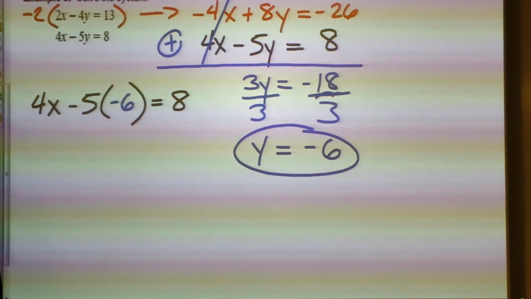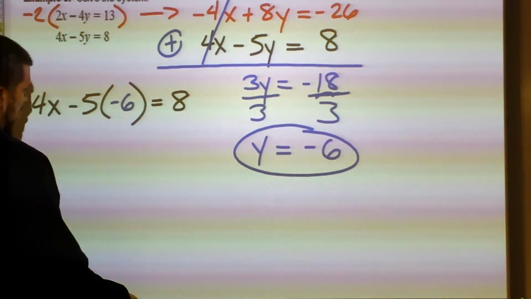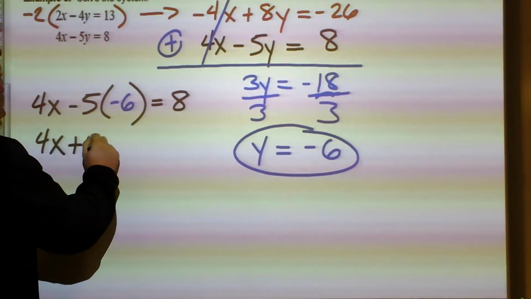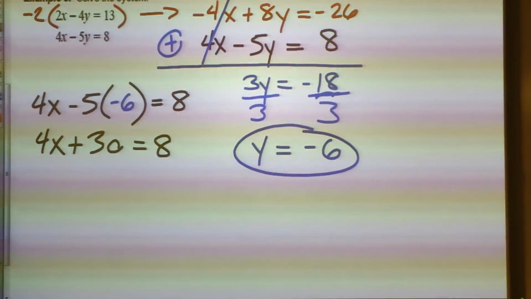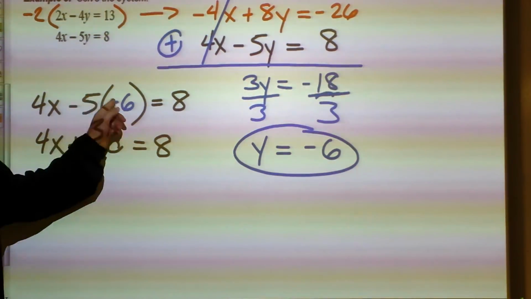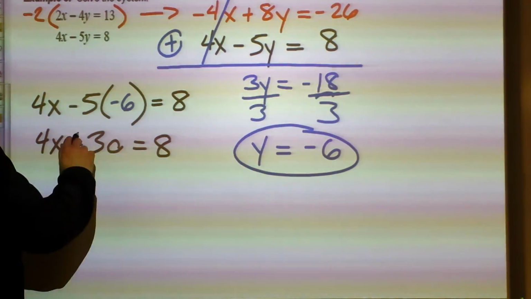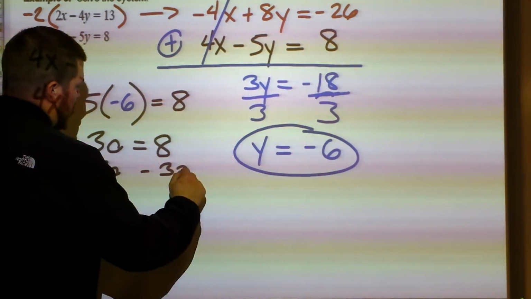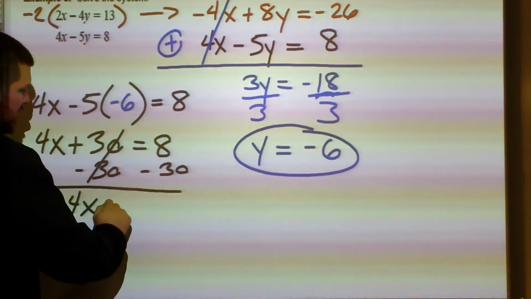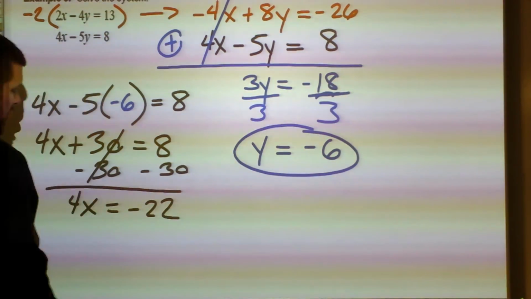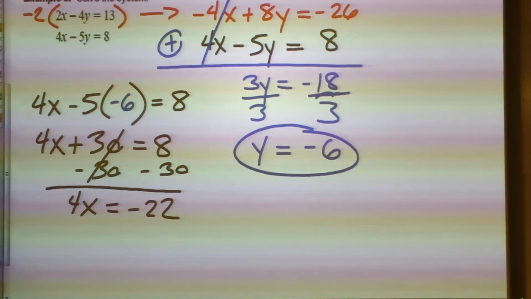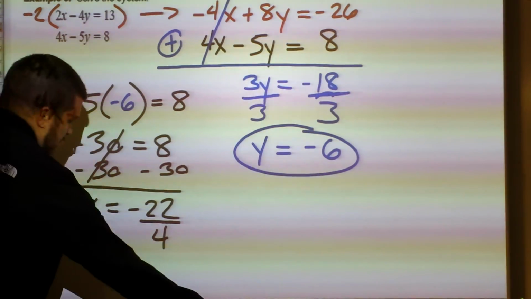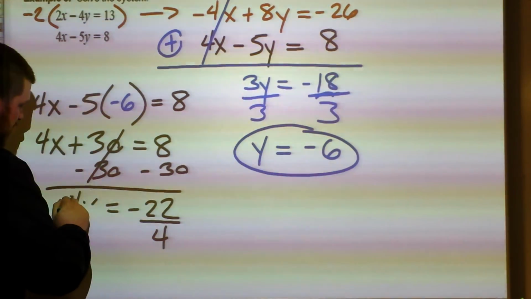Now I want to clean this up and solve for x as much as I can. So I have 4x plus 30 is equal to 8. I got the 30 from negative 5 times negative 6. Negative negative makes a positive. Now to get x by itself, our first step is getting 30 over to the right-hand side. So we need to subtract 30 on both sides. So 4x is equal to negative 22. Okay? And now we want to divide by 4 on both sides.